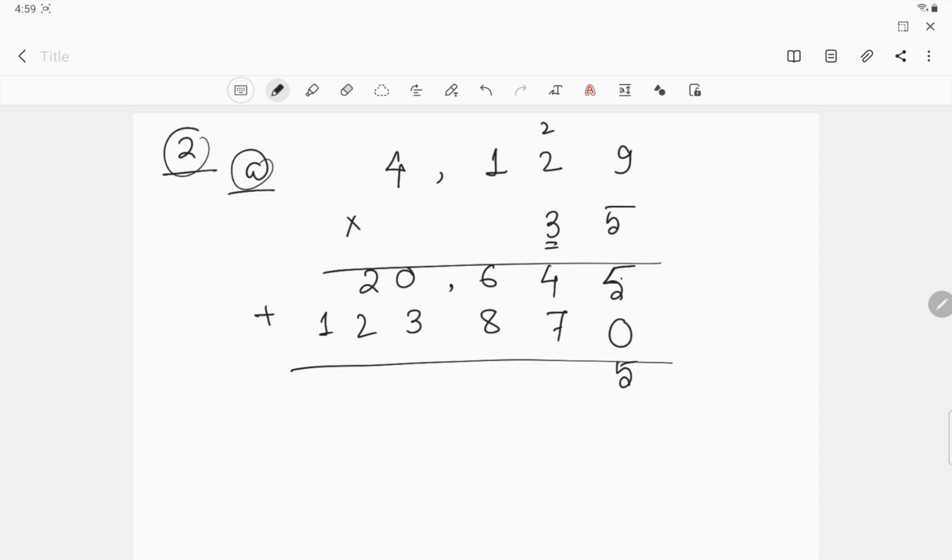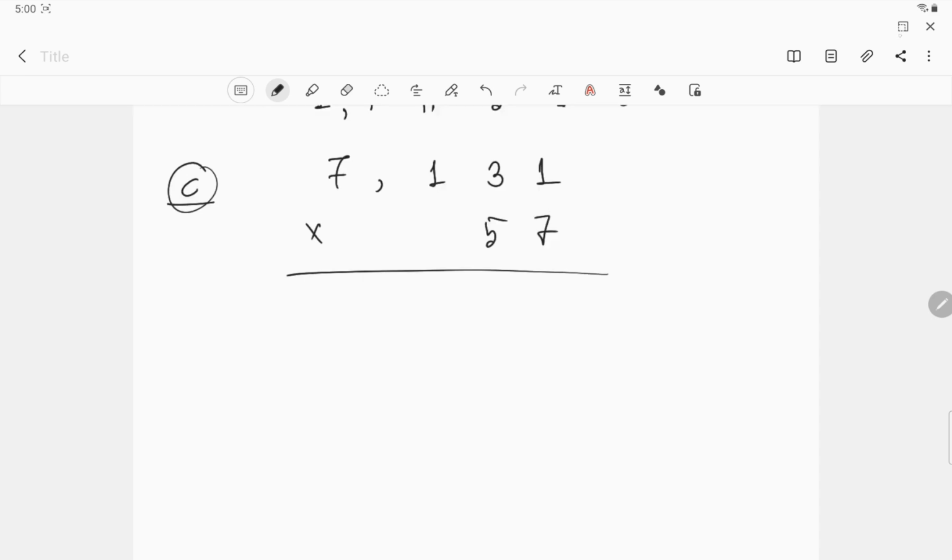Add them. 5, 7 plus 4 is 11, carry 1. So 8 plus 1 is 9. 9 plus 6 is 15 and carry 1. 3 plus 1 is 4. 2 plus 2 is 4 and 1 is 1. So the answer will be 1,44,515.